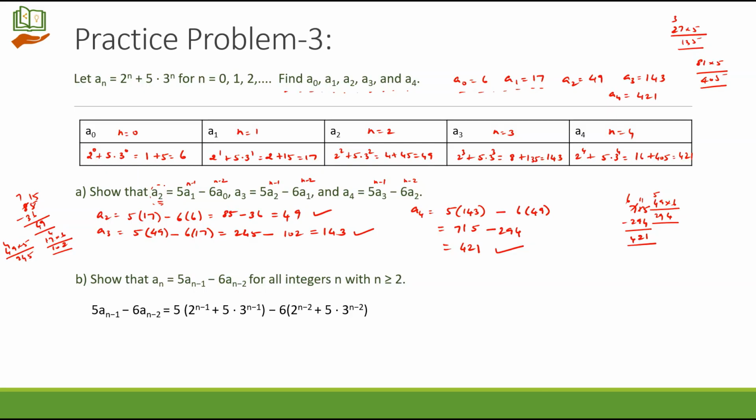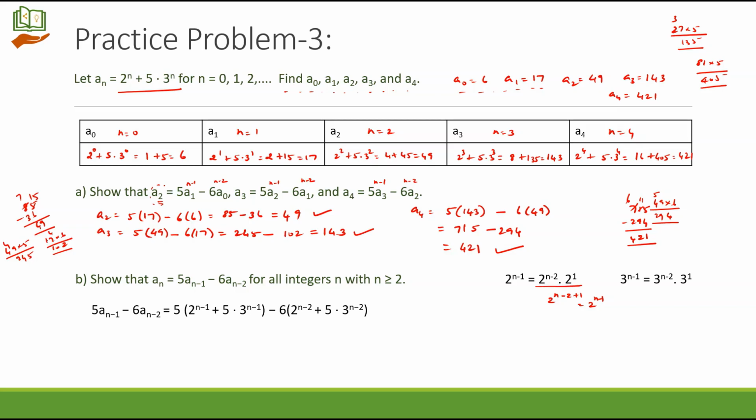5 into a_(n-1) minus 6 into a_(n-2) can be expressed as: instead of a_(n-1), 2 power n minus 1 plus 5 into 3 power n minus 1, minus 6 into 2 power n minus 2 plus 5 into 3 power n minus 2. 2 power n minus 1 can also be represented as 2 power n minus 2 into 2. So when you combine this, 2 power n minus 2 plus 1, you will ultimately get 2 power n minus 1.